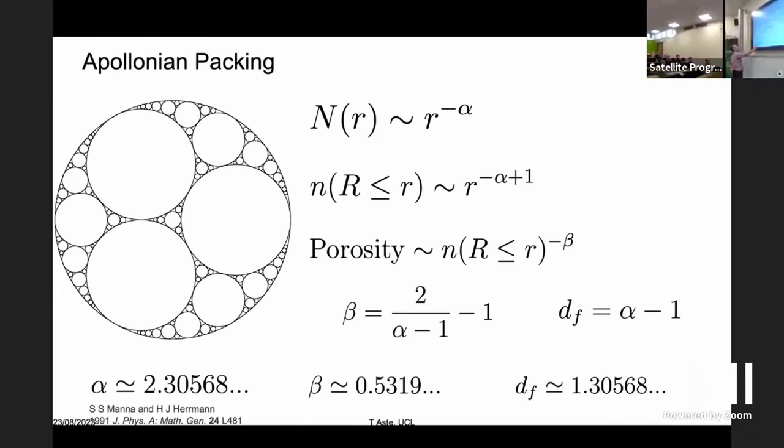The precise estimation of the exponent alpha, which is directly related to the fractal dimension, is 1 plus the fractal dimension, is 2.305684 for the Apollonian packing. Which makes beta equal to 0.53.